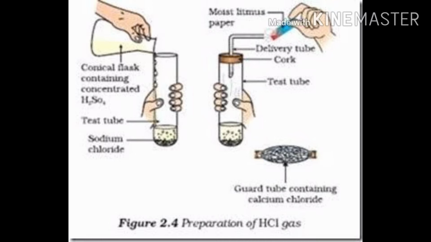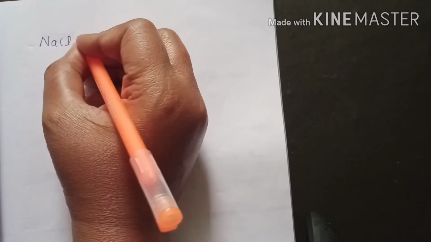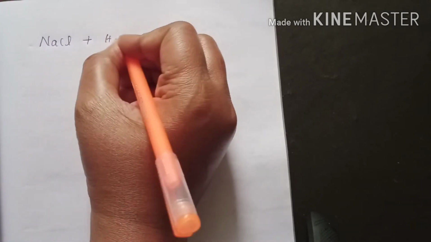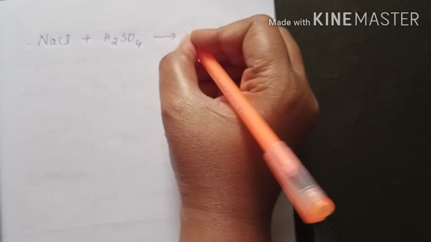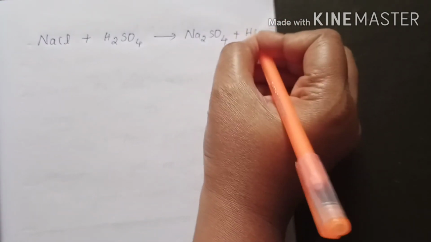Then we can test the evolved gas with dry and wet blue litmus paper. We can notice that the evolved gas will change the color of wet blue litmus paper to red. But there is no color change in the case of dry blue litmus paper. You know why? In this activity, sodium chloride reacts with sulfuric acid to produce sodium sulfate and hydrogen chloride gas.